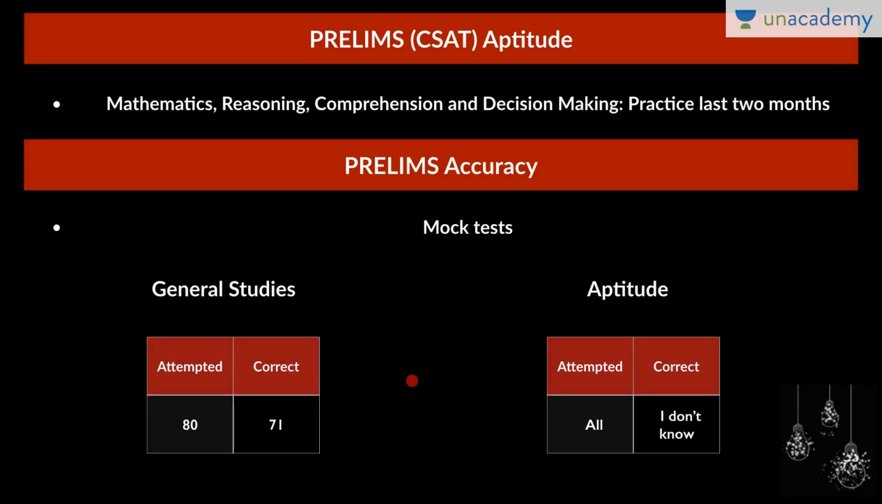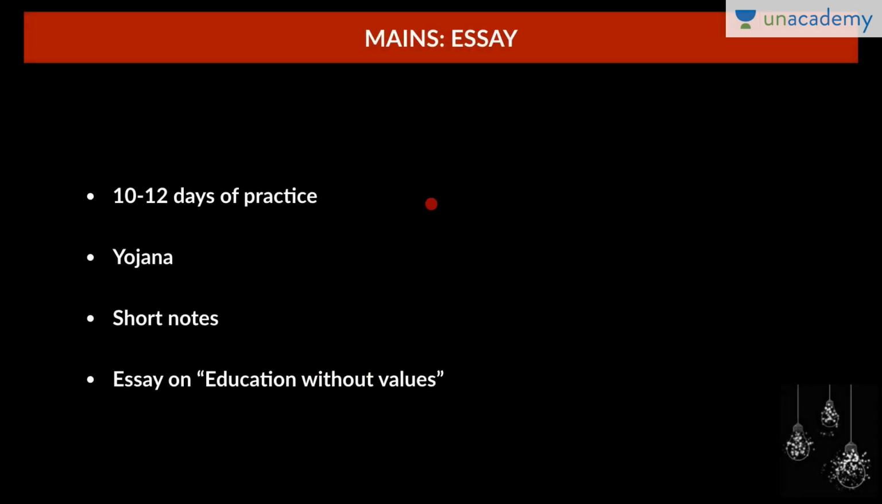Then my GS paper went really well, and I attempted 80 and got a lot of correct. And for aptitude, I attempted all since my aptitude was weak, but still I guess I scored well. For mains essay, I practiced for the last few days, but I prepared notes of Yojana, which were short notes of 2-3 pages each for each Yojana. So you can start preparing notes or reading the Yojana from December 2015 for the upcoming mains. They really come in handy in the end for preparing for the essay. My essay was on education without values.